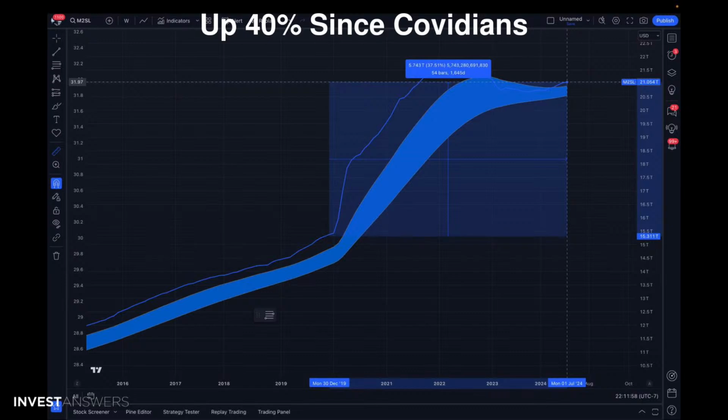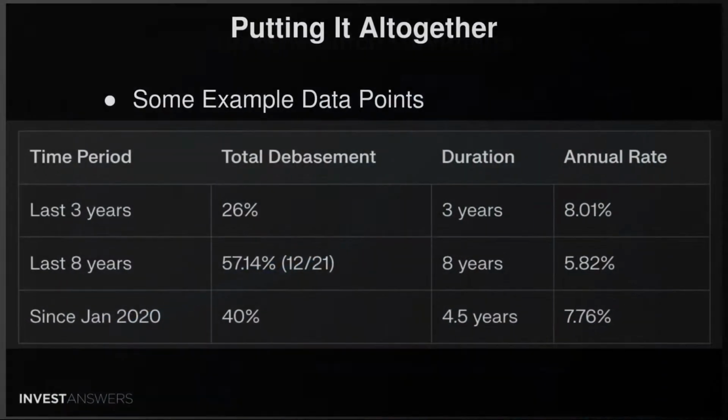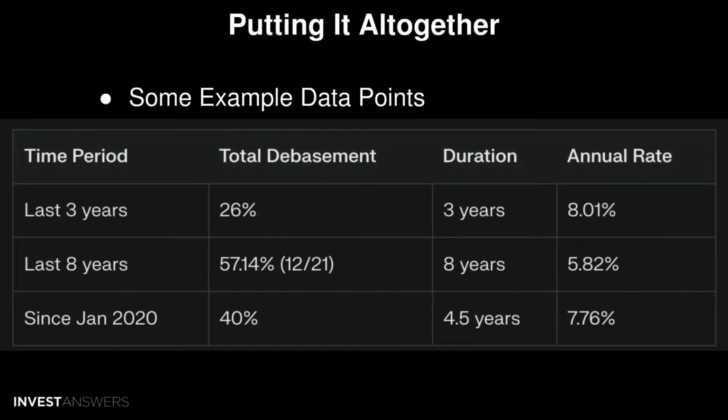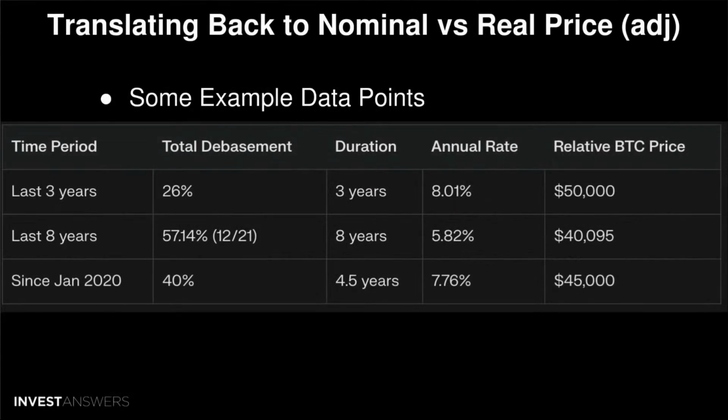So what I did was I took a whole bunch of these reference points, because it's never good to take just one point of data, but take a few, and I put together a simple table. So I have on the left here different time periods. Last 3 years, we got 26% of debasement. Last 8 years, 57.14% of debasement. And since January 2020, 40% of debasement. So I calculated the average of each, and then brought it together to calculate the impact on the price of Bitcoin. And this is the magical slide here.